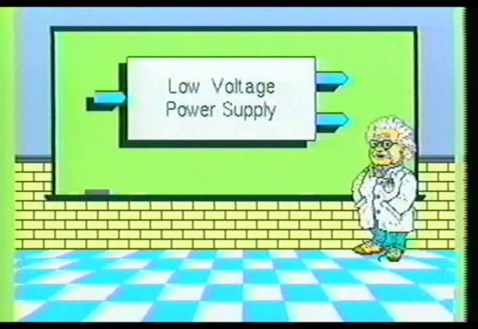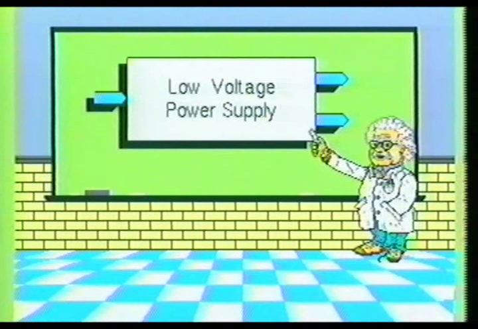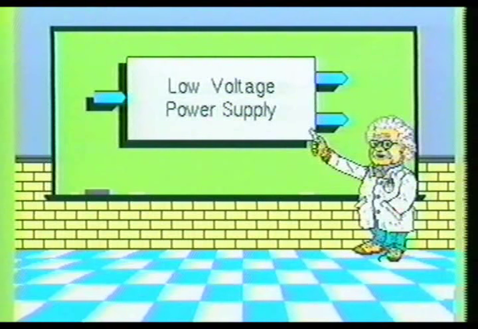The low-voltage power supply converts the incoming AC line voltage into direct current voltage levels necessary to drive the various stages used in the television receiver. This stage also supplies the current required for the heating element in the picture tube.